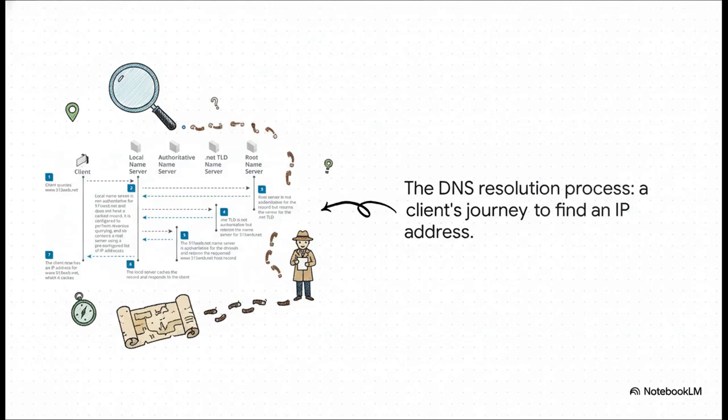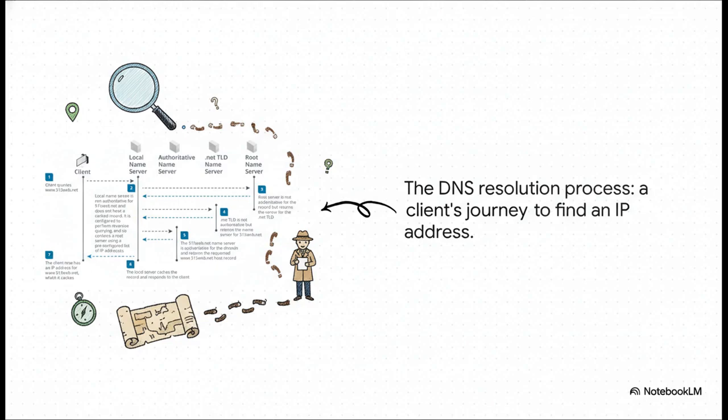It's so unbelievably massive that no single server could possibly hold all the information. So your computer has to go on a little detective quest to find the number it's looking for. It starts by asking its local server for help. If that server doesn't know the answer, it has to start asking for directions, moving up a chain of command from server to server until it finds the one that has the definitive answer.